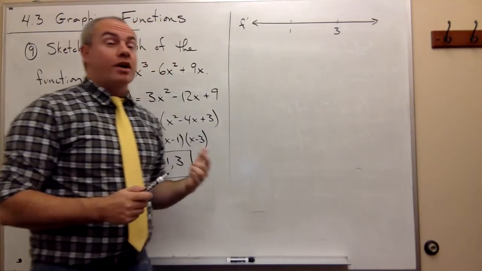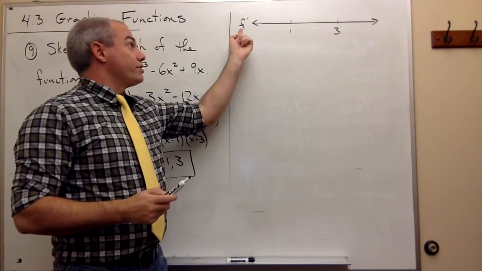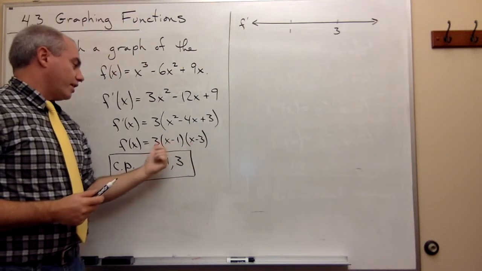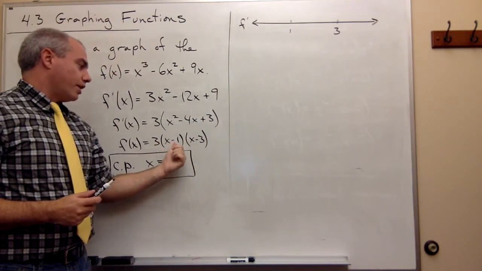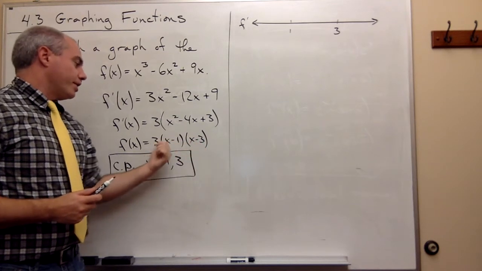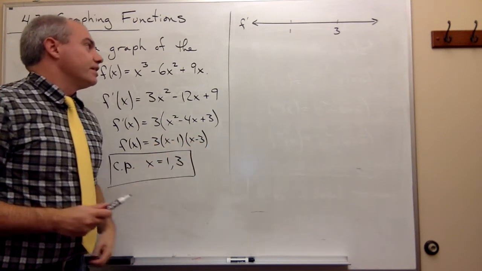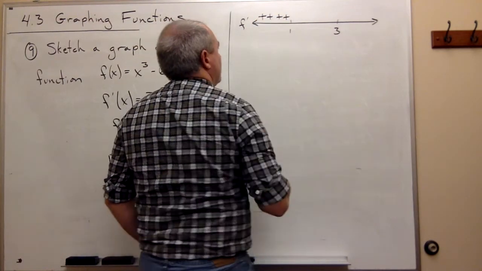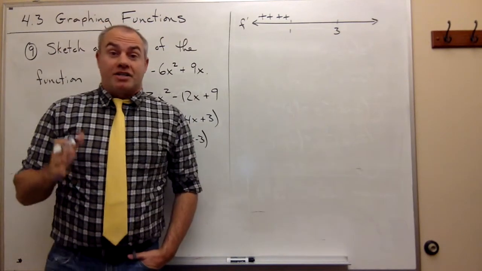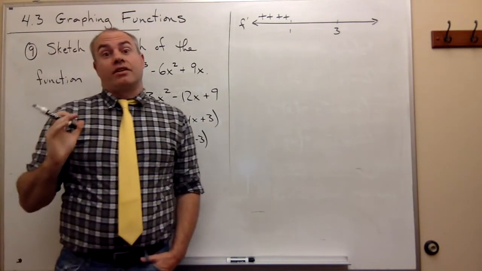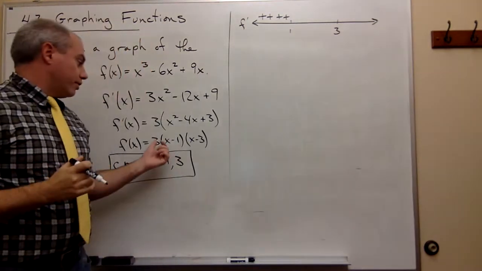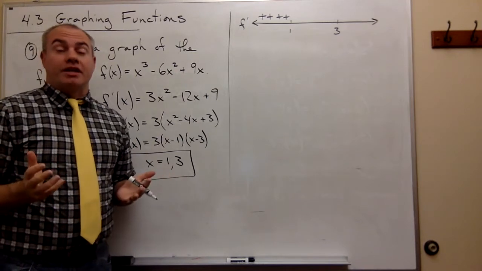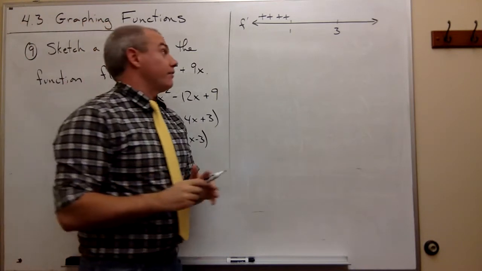So let's test something over here. Maybe 0 would work. And remember, I'm testing that in the first derivative. If I put a 0 into the first derivative, I'd get 3 times a negative 1 times a negative 3. So a 3 times a negative times a negative is positive, and I'd get positives here. Remember, all I care about is if it's positive or negative. I don't necessarily need to get the exact answer. I certainly could. It's 3 times negative 1 times negative 3, which is 9. But all I really care about is if it's positive or negative.